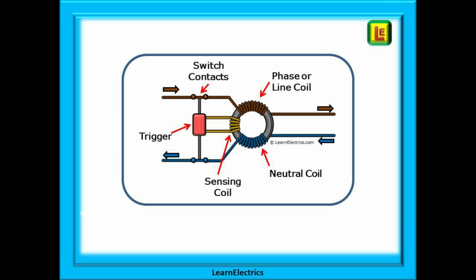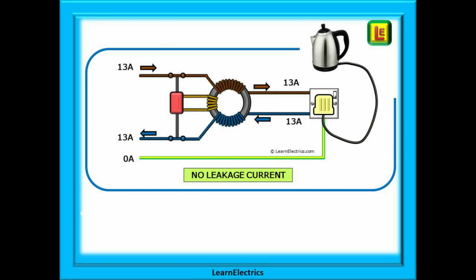These two opposite currents cancel each other out, and the result is that the sensing coil, the third coil, does not sense any change. Because the sensing coil detects nothing, the trigger mechanism does not operate and the switch contacts remain closed. Nothing happens. Let's plug a standard 13 amp kettle into this circuit. 13 amp flows in and 13 amps flows out. There is no leakage current and therefore the RCD does not trigger. This is a normal healthy situation.